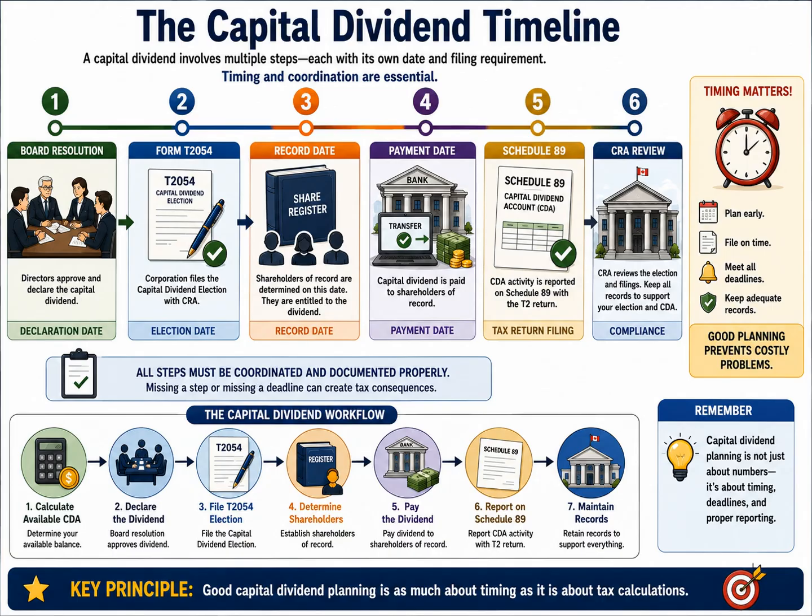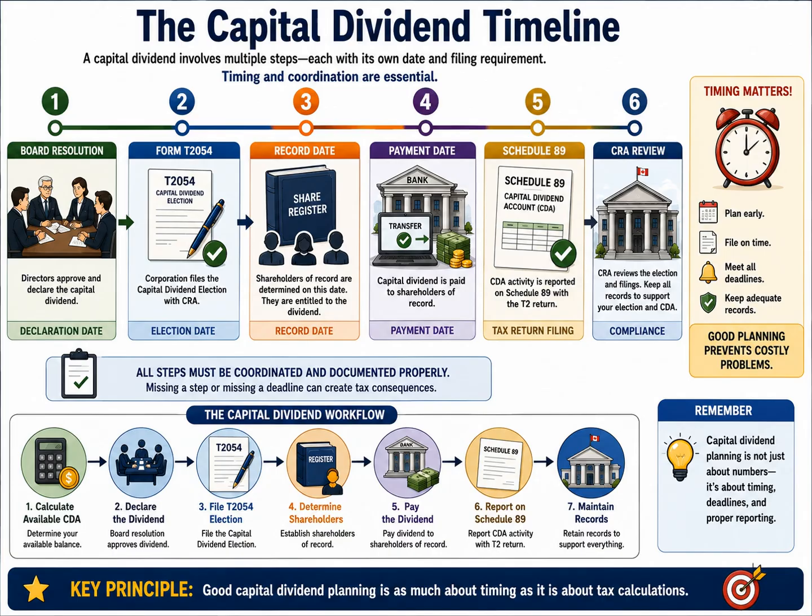This slide provides a high-level view of the complete capital dividend timeline. Let's walk through it step by step. The process begins with the board resolution. This is the declaration date. The directors formally approve and declare the capital dividend. Without this corporate authorization, the dividend does not legally exist.